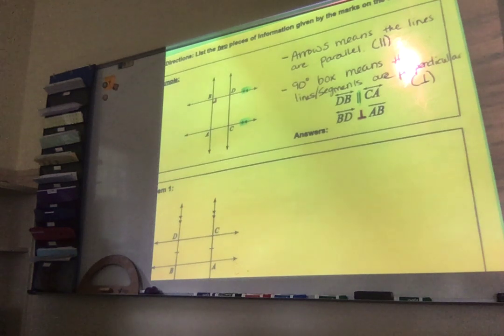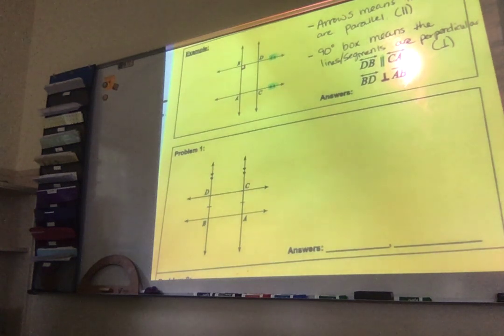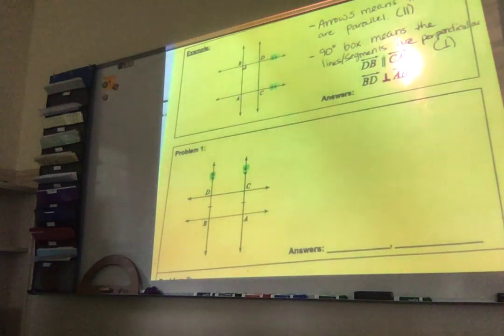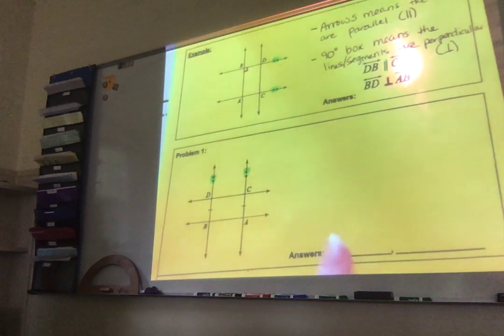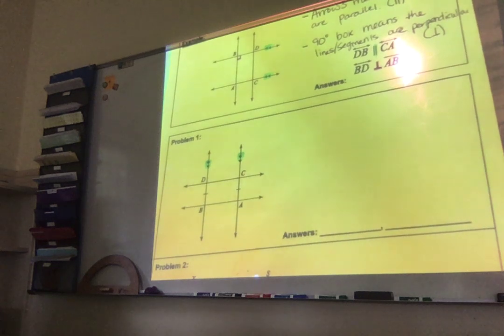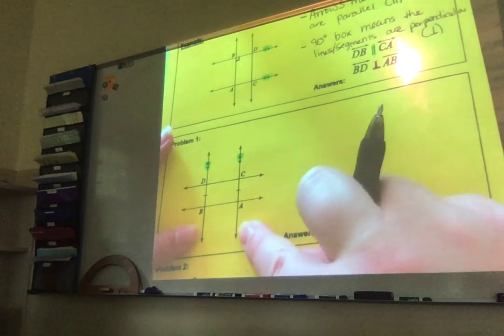All right. So now in problem 1, what do we see that's similar to our example? What symbols do we see, Malcolm, that are similar? The arrows. Okay, so I'm going to use the same highlighter color that I did in the first one. I'm going to highlight those. And how would I write that statement down here for our answers? What two lines are parallel? It doesn't say the letter though. So take a look at where the arrows are. What lines are those?